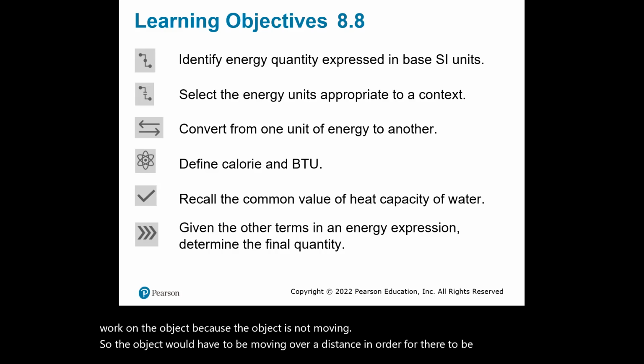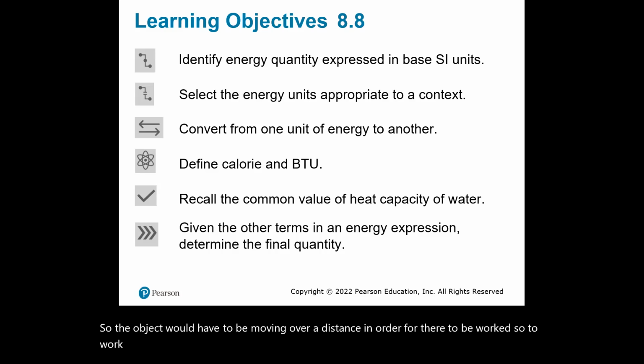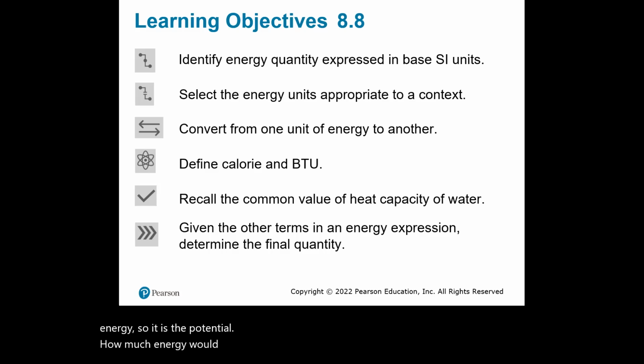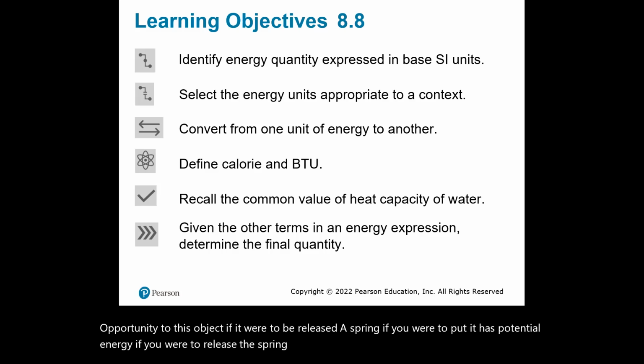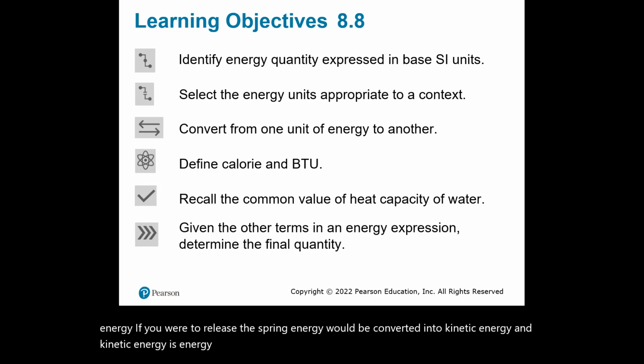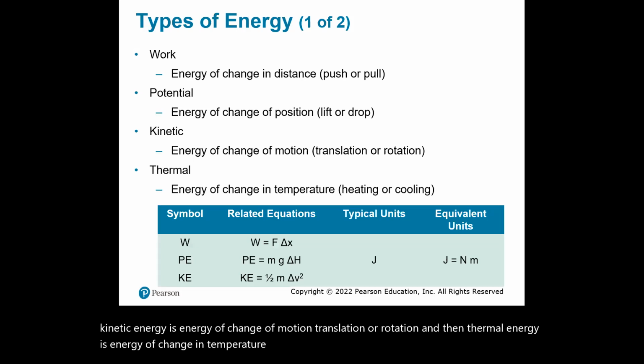So work is the force times the displacement. And then you have potential energy, which is how much energy will be attributed to this object if it were to be released, like a spring. If you were to pull it, it has potential energy. If you were to release the spring, energy would be converted into kinetic energy. Kinetic energy is energy of change of motion, translation, or rotation. And thermal energy is energy of change in temperature, heating or cooling.